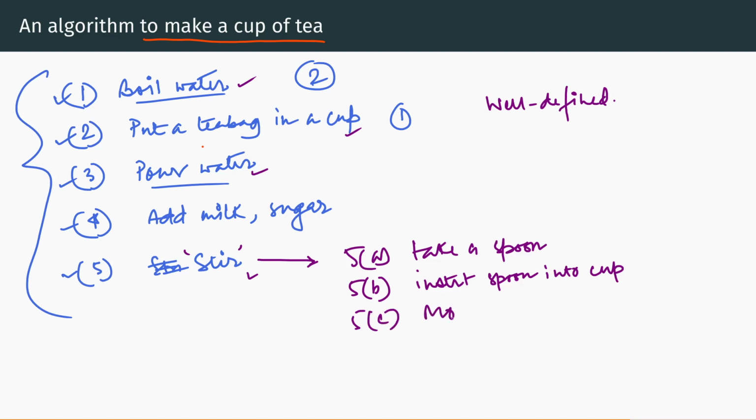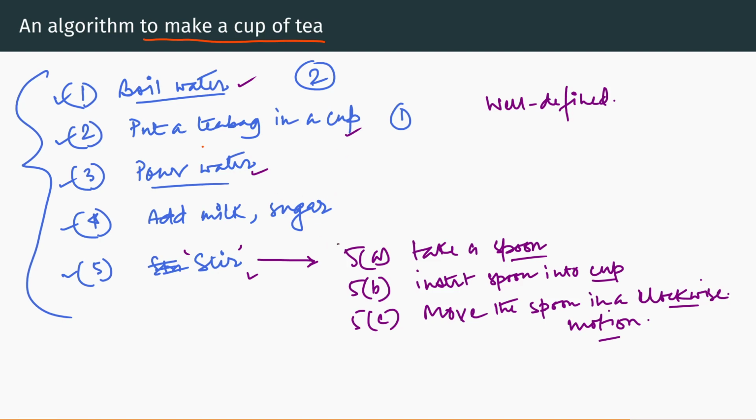Move the spoon in a clockwise rotating motion or something, right? Move the spoon in a clockwise motion or something. I don't know. I'm just making things up. Okay. So again, we are assuming that these operations are well defined in the dictionary of a robot, inside the mind of a robot. The robot knows how to take a spoon, how to insert the spoon into the cup, how to move the spoon in a clockwise motion, right?